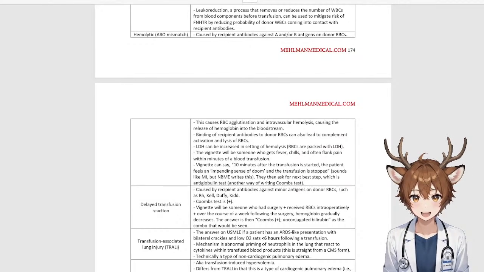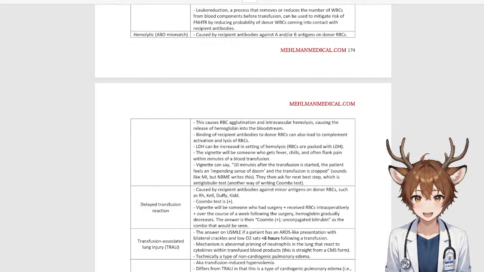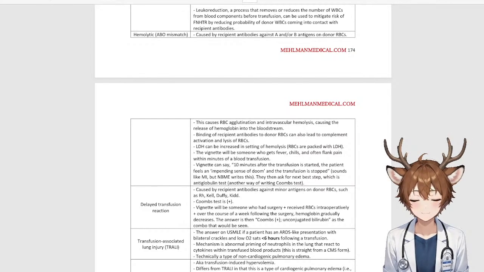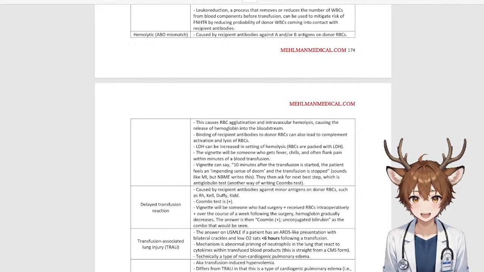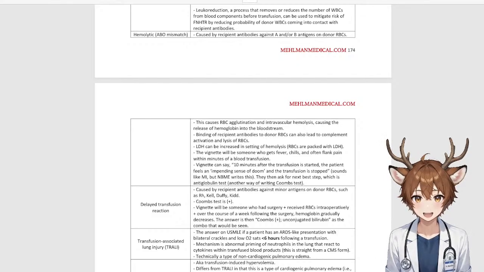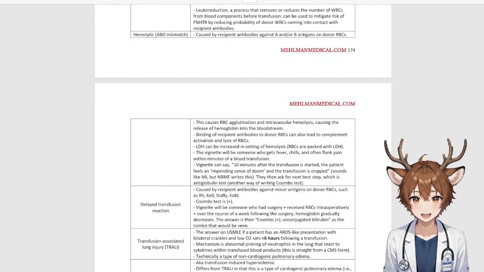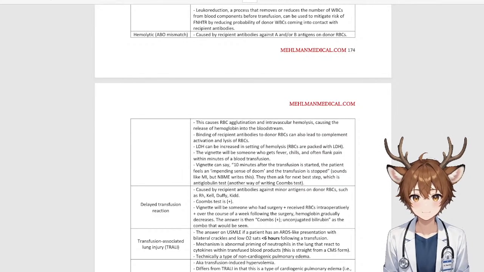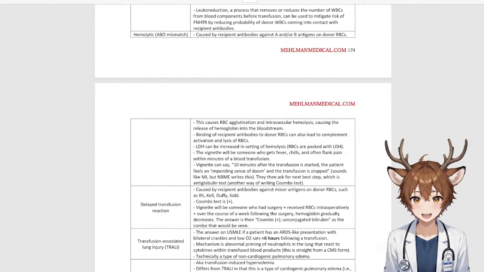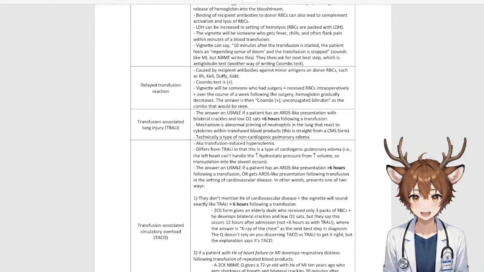The vignette will be someone who gets fever, chills, often flank pain within minutes of blood transfusion. The vignette says, 10 minutes after a transfusion is started, the patient feels an impending sense of doom and the transfusion is stopped. Sounds like MI, but NBME writes this. They then ask for the next step, which is an antiglobulin test, another way of saying Coombs test. So keep that in mind for how they phrase things. It might not be so straightforward.